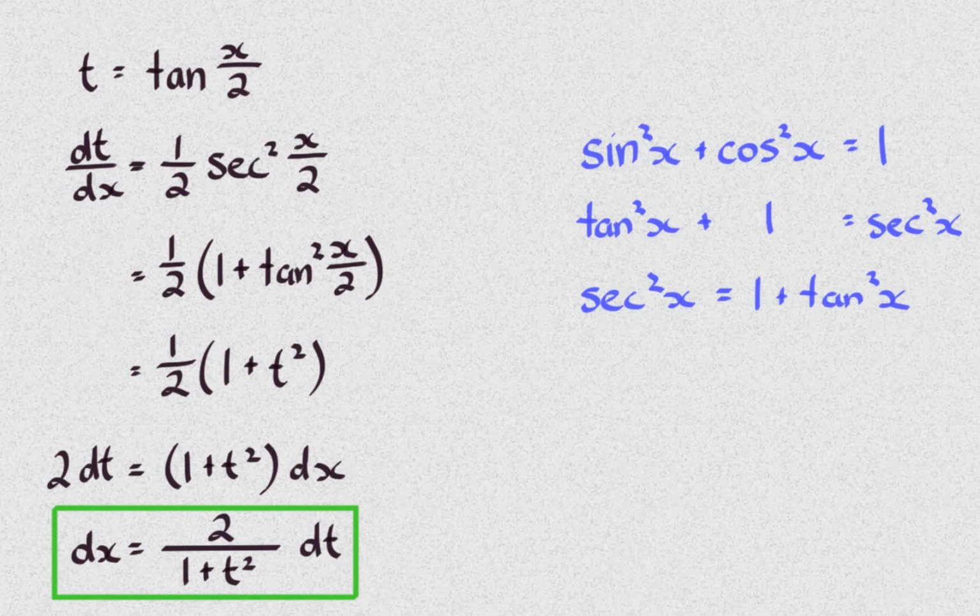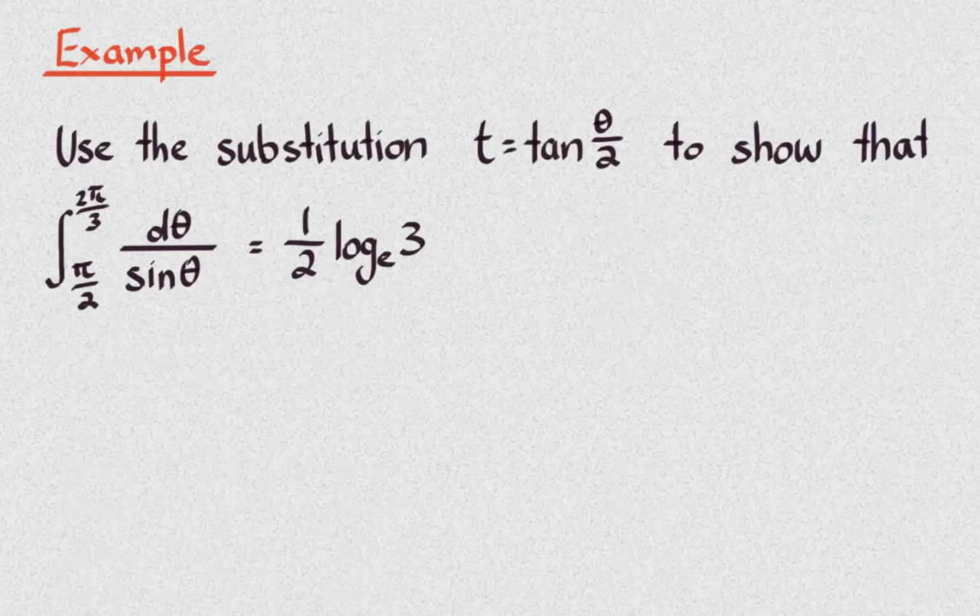And so now it's time to do our first example. Use the substitution t equals tan theta on 2 to show that the integral between pi on 2 and 2 pi on 3 of 1 on sine theta d theta is equal to half log base e of 3.